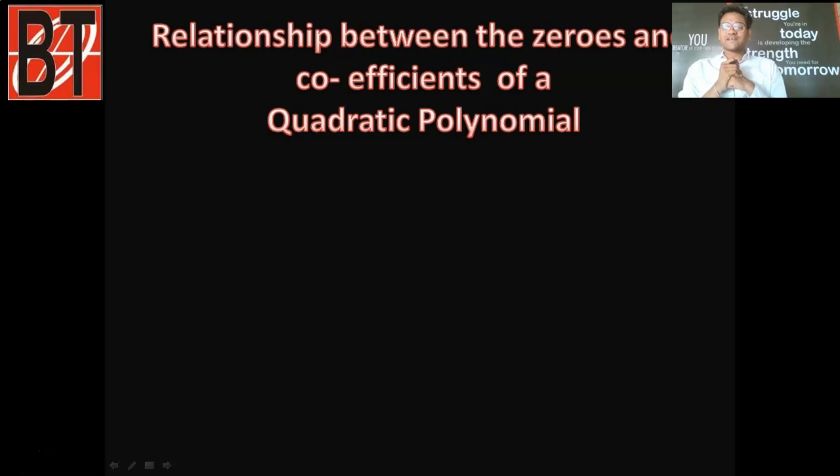Hello everyone, welcome back. In the last lecture we discussed the two important relationships between the zeros and coefficients of a quadratic polynomial. Let me take a quick revision. The first relationship: alpha plus beta, where I assumed alpha and beta as zeros of a quadratic polynomial in the general form ax square plus bx plus c, the sum of zeros, is equal to minus b upon a. Clear? This was the first important relation.